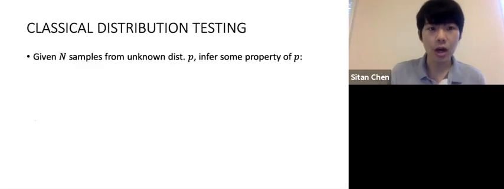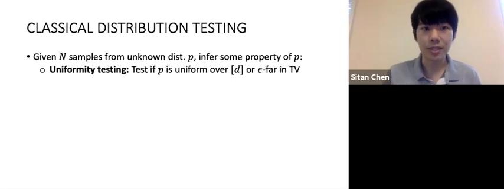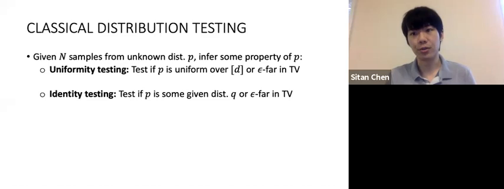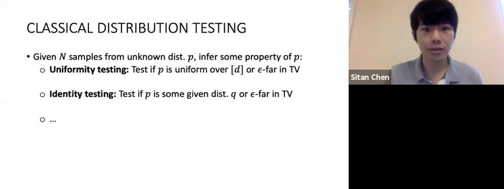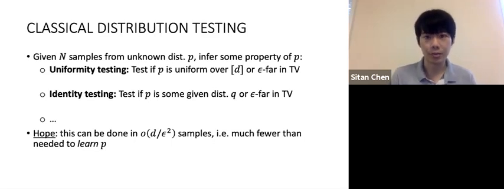Okay, so now let's just recall the setup of classical distribution testing. The point is that given some collection of samples from the unknown distribution, we'd like to deduce some property of P. These properties could be something like testing whether P is the uniform distribution, or epsilon far from it in TV, or testing whether it's equal to some particular distribution or far from that distribution. Okay, there are a variety of other interesting variants, but we'll really focus on uniformity and identity testing in this work. And the punchline in the distribution testing literature is that you can typically do this in much fewer samples than it takes to actually fully learn the entire distribution.